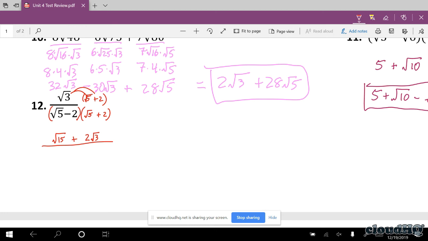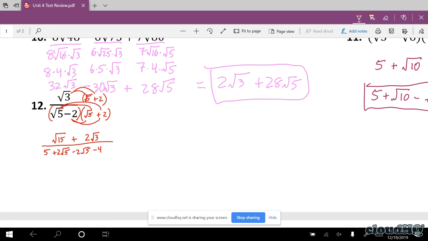Then in the denominator, we get a FOIL. Square root of 5 times square root of 5 is 5. Square root of 5 times 2, that's 2 square roots of 5, positive. Then distribute the negative 2. Negative 2 times square root of 5 is negative 2 square roots of 5. And then negative 2 times positive 2 is negative 4.